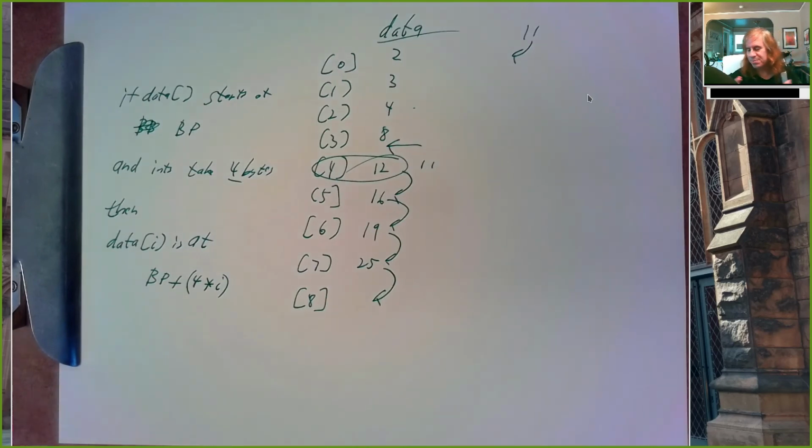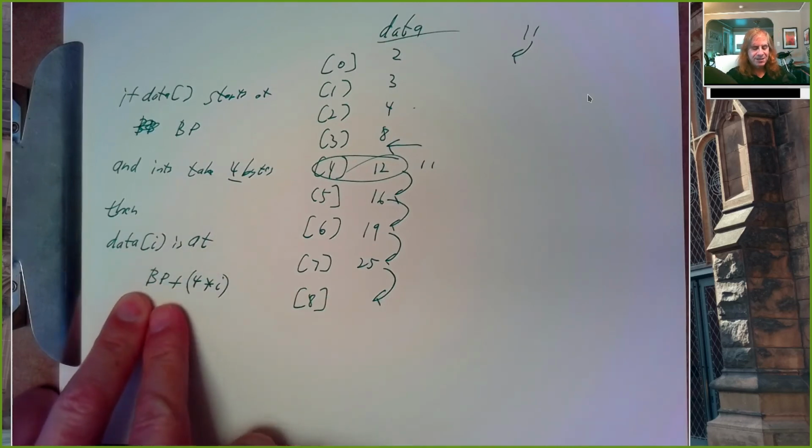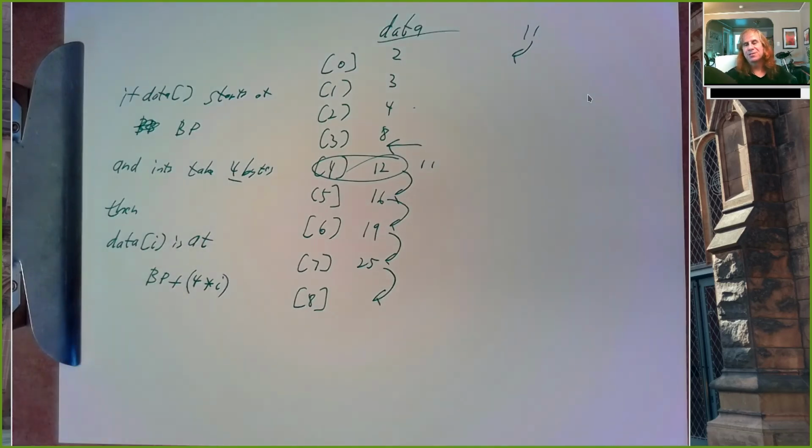Okay, that's direct memory location arithmetic. And this is what the compiler codes up when you have something which uses data bracket I. It takes the address of data's first element, it adds 4 times the index, and it uses that as a memory address to access this piece of information.